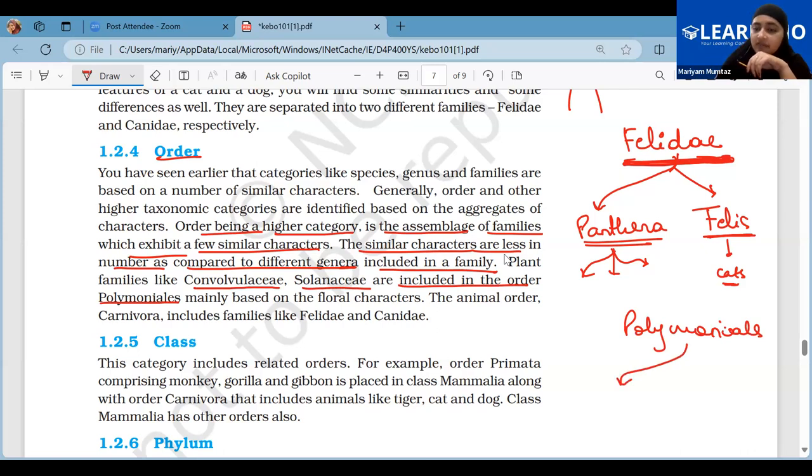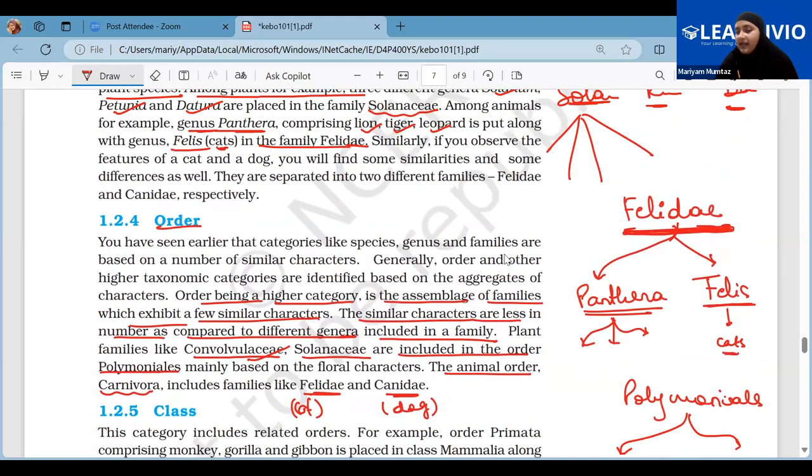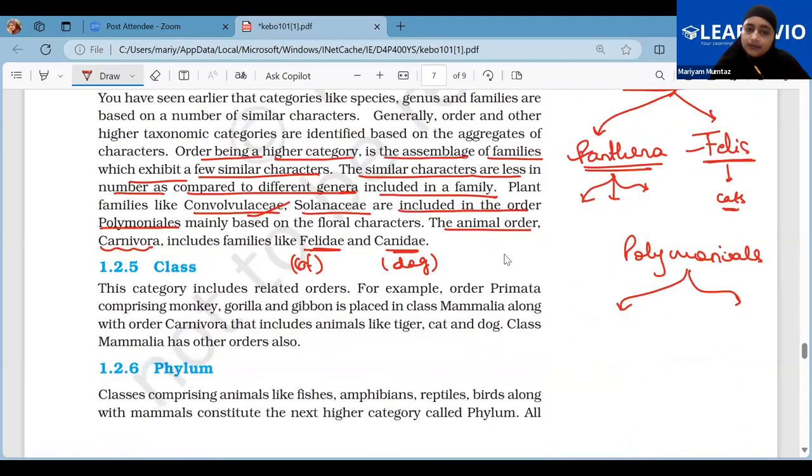Under this come different families. There will come Solanaceae, Convolvulaceae. So we are showing how families come together and form one taxonomical category, that is the order. Same goes for animals. The animal order is known as Carnivora. Now, this Carnivora will include families such as Felidae and Canidae. Felidae is known as the cat family and Canidae as the dog family. Further, under Felidae we have Panthera and Felis, and under Canidae there will be dog-like organisms. Clear?